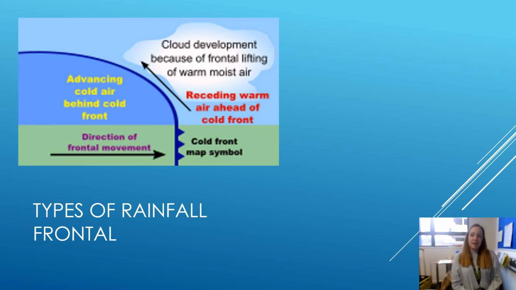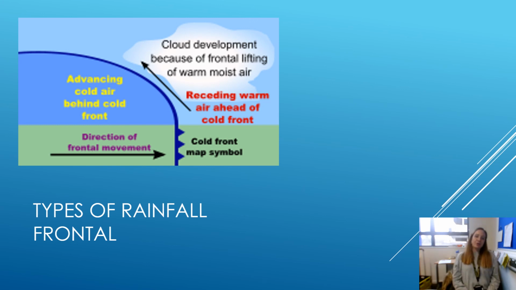And finally, frontal rainfall, which is more tricky to understand in one way, but it's simply where cold air and warm air meet. And where you have cold and warm air meeting, they don't mix. So the warm air is always forced to rise above the cold air. And again, because the warm air is rising, you get clouds, you get rain.